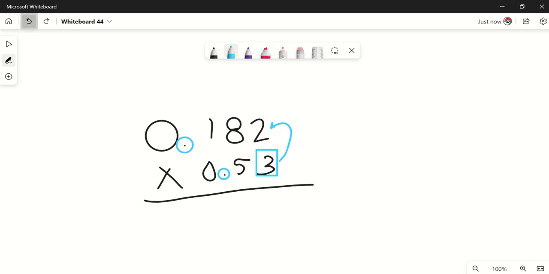So let's do this step by step. 3 times 2 is 6. 3 times 8 will be 24. Carry the 2 from the 24.